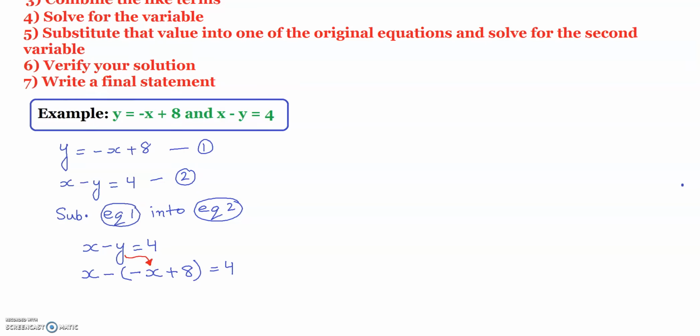Now I will use the distributive property here. If there is nothing, it's 1. I will multiply negative 1 with negative x. Then I multiply negative 1 with 8. So I have x already. Negative 1 times negative x will give me positive x. Negative 1 times positive 8 will give me negative 8 equals 4.